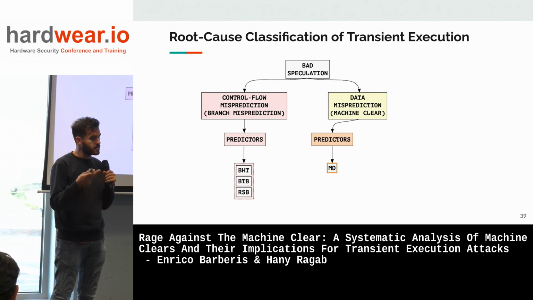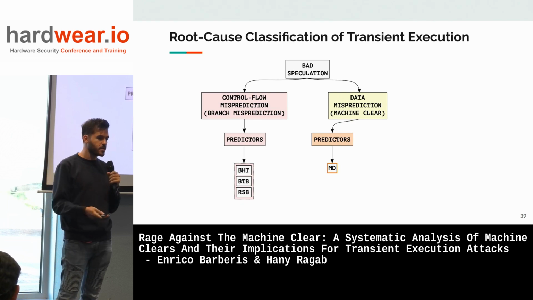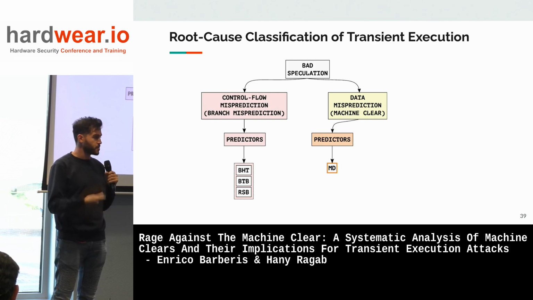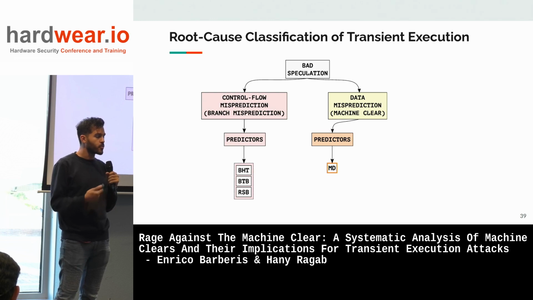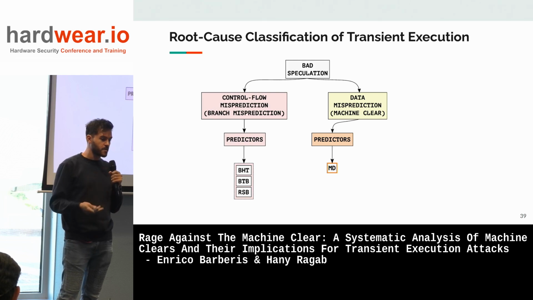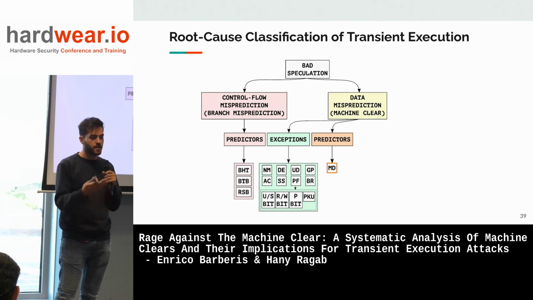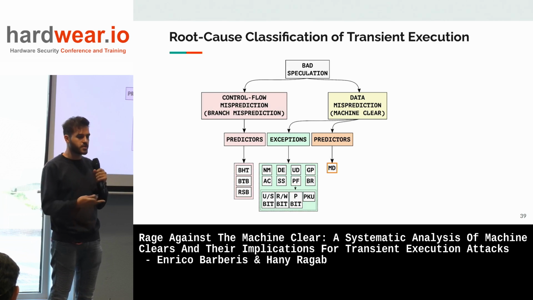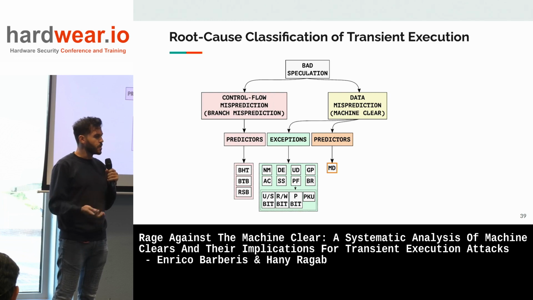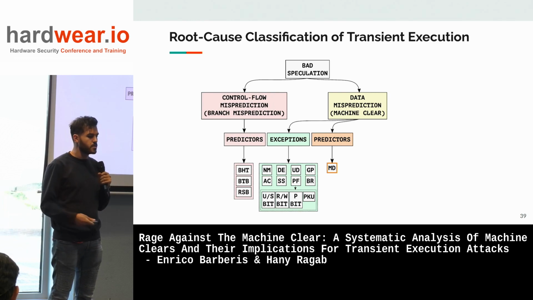Under each class, we have the corresponding subclasses with the corresponding predictors. Control flow mispredictions are failed attempts to guess what the next instructions are that we're going to execute, through the different predictors. Data mispredictions are failed attempts to operate on data that has not been validated yet. Another subclass belonging to data misprediction is called exception, which represents all the architectural exceptions that have been widely used in previous transient execution attacks.